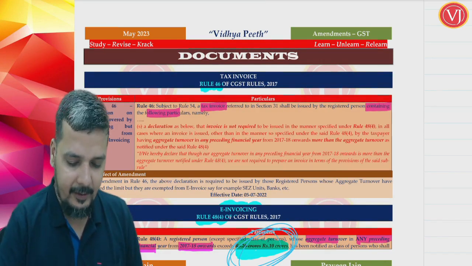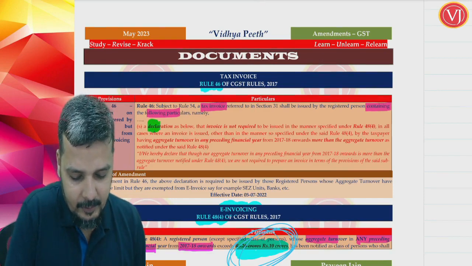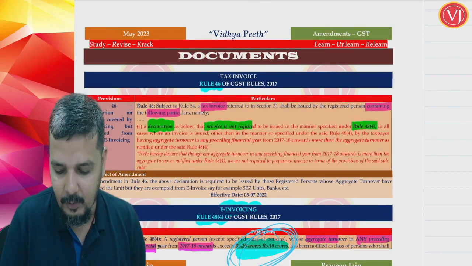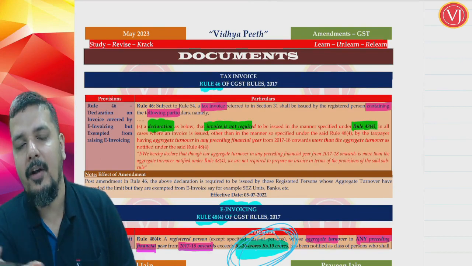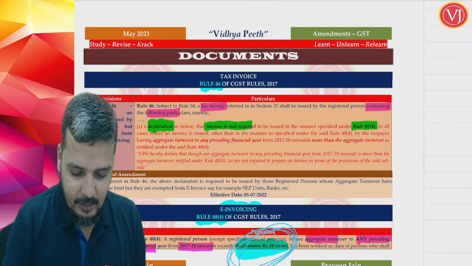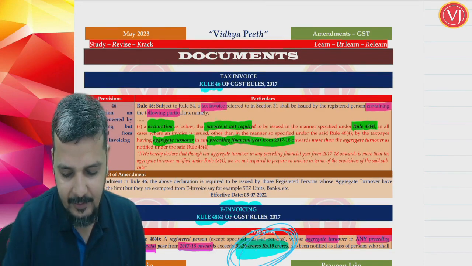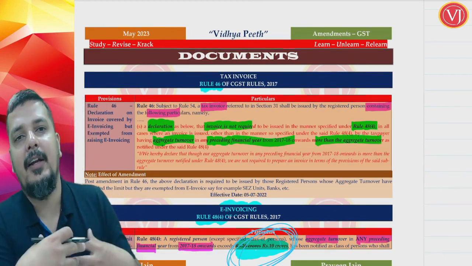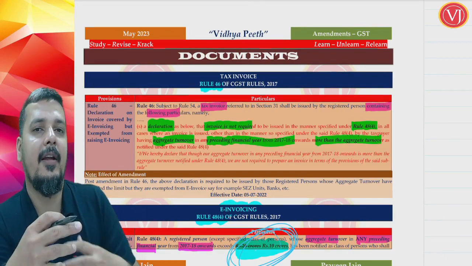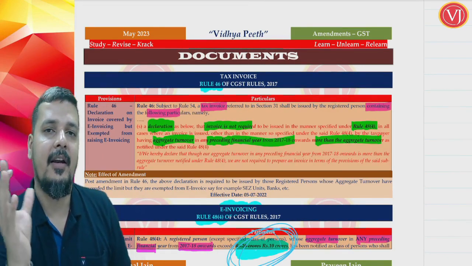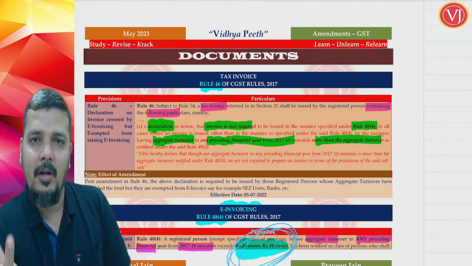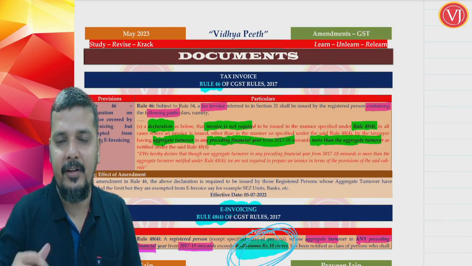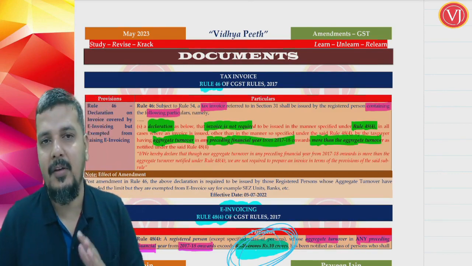Now they have added one specific content, telling that a person who has to give a declaration that an invoice is not required to be given in accordance with rule 48 sub-rule 4, which means e-invoicing, is not giving e-invoicing though his aggregate turnover in the preceding financial years, starting from 17-18, is more than the aggregate turnover required for e-invoicing. He is trying to tell that, see, my aggregate turnover is more than what is required for e-invoicing. As of now, my aggregate turnover is more than 10 crores in my preceding financial years, starting from 17-18 or 18-19 or 19-20 or 20-21 or 21-22. Even then, I am not giving e-invoicing.